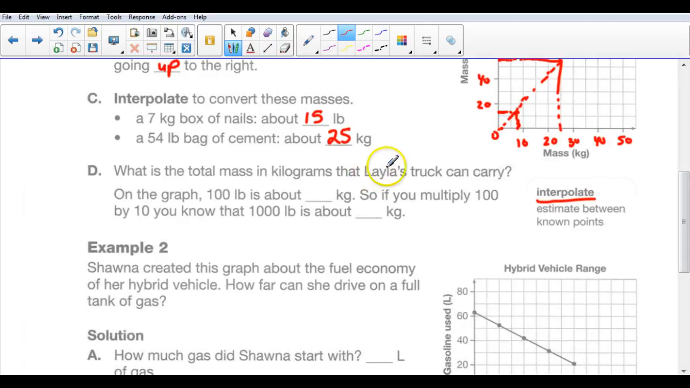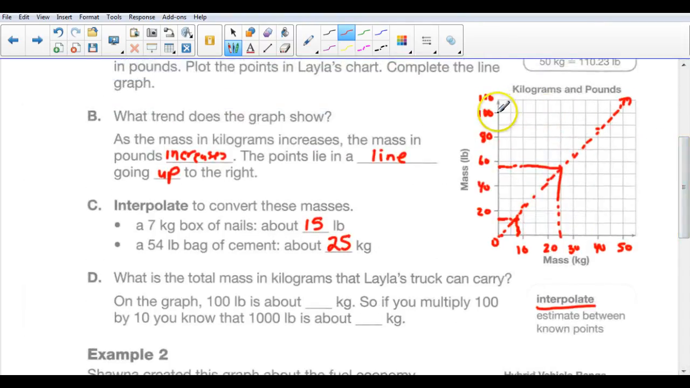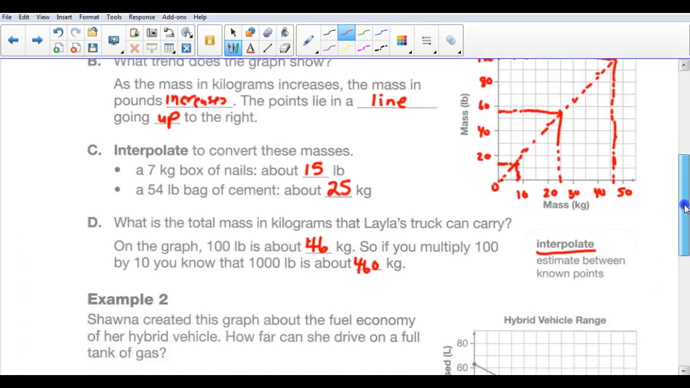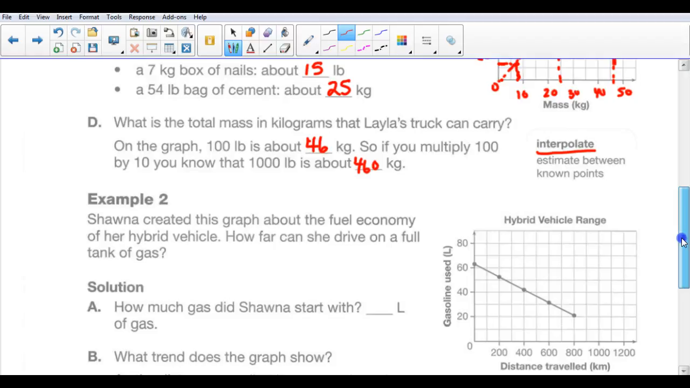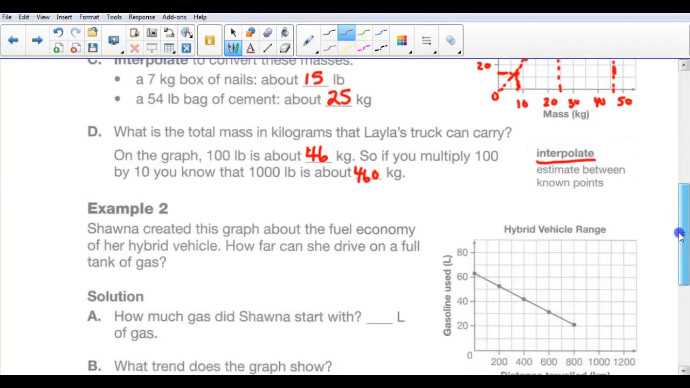What is the total mass in kilograms that Layla's truck can carry? Well, on the graph, 100 pounds looks to be a little bit more than 45, maybe about 46 kilograms, maybe 46, 47. So if you multiply 100 by 10, you know that 1,000 pounds is about 460 kilograms. Okay, approximately. You can use the conversion chart in your calculator to get an exact number, but if you were just going to use this graph here, that's how you could interpolate.